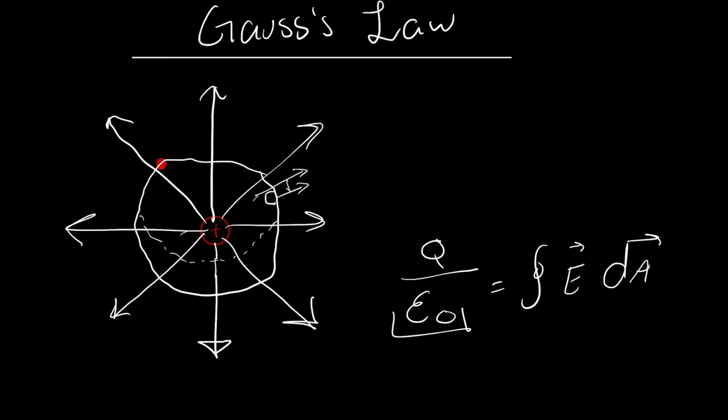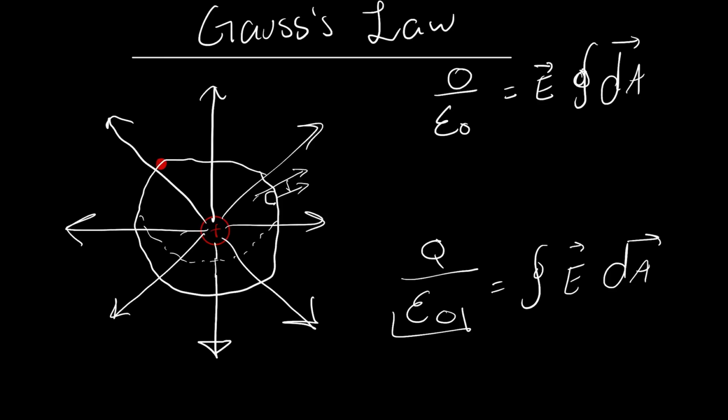So now, because E is the same at every point of the surface, because the electric field is going out in all directions, E can be pulled out of the integral, okay? So what we have now is equal to E integral of dA, okay? Now we have the same left side, so we have Q over epsilon naught, okay?